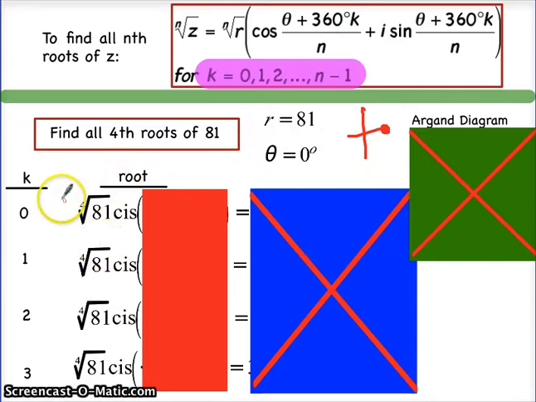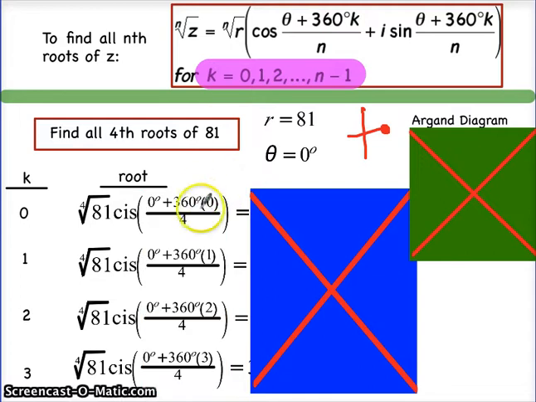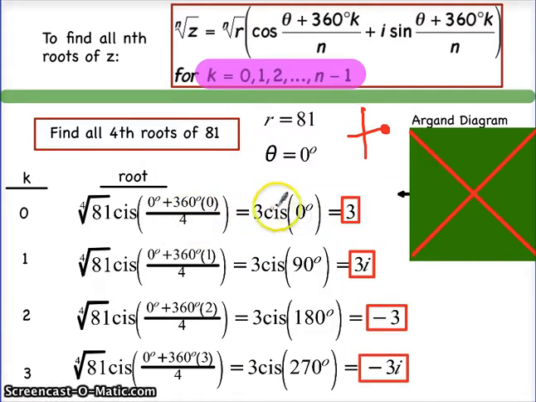The first solution I get, k is actually going to be 0. So 360 times 0 would actually just come out to 0 degrees, plus 0 is 0, over 4. And basically, you're going to get 3 CIS 0 degrees, which, if you found those parts, cosine of 0 degrees is 1. So that's 3 in the real numbers. Sine of 0 degrees is 0, so the imaginary number disappears. So we get that 3 in our picture. Then I'm going to do that same exact formula. So the fourth root of 81 is 3. And 0 plus 360 times 1 divided by 4 is basically 90 degrees.